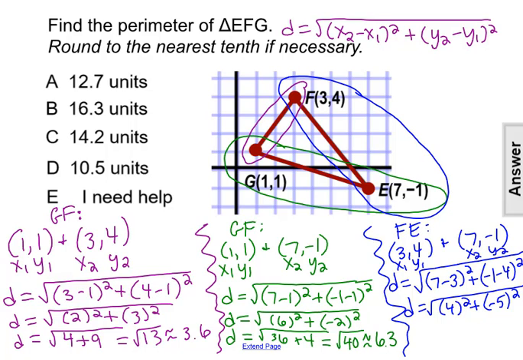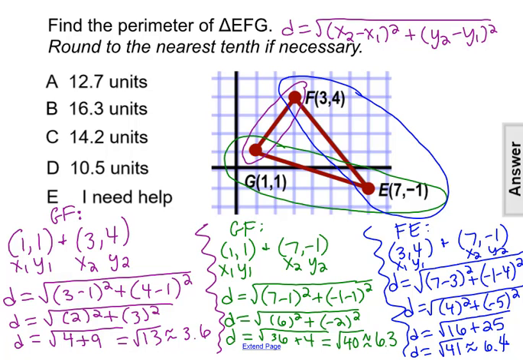So now we have 4 squared is 16. Negative 5 squared is 25. 16 plus 25 gives us the square root of 41, which, if we round to the nearest tenth, is approximately 6.4. Okay, so we have the distance between points F and E is 6.4, so that side length, the measure of segment FE, is 6.4.